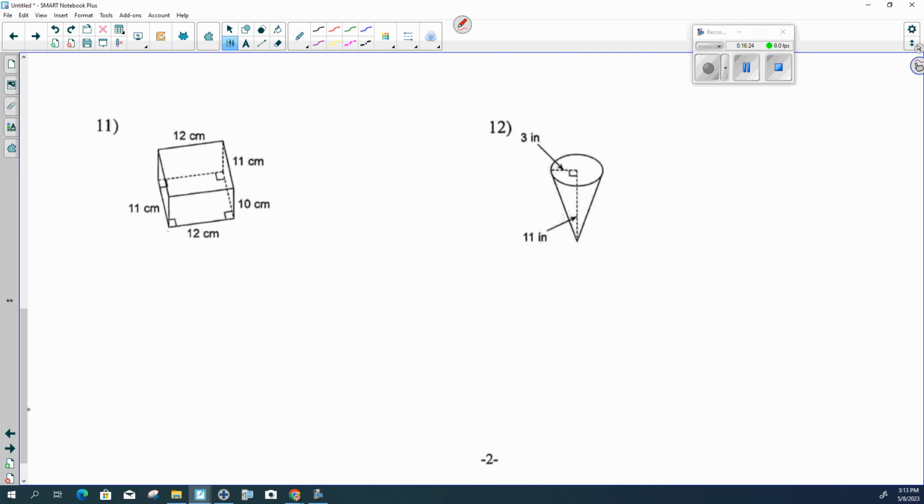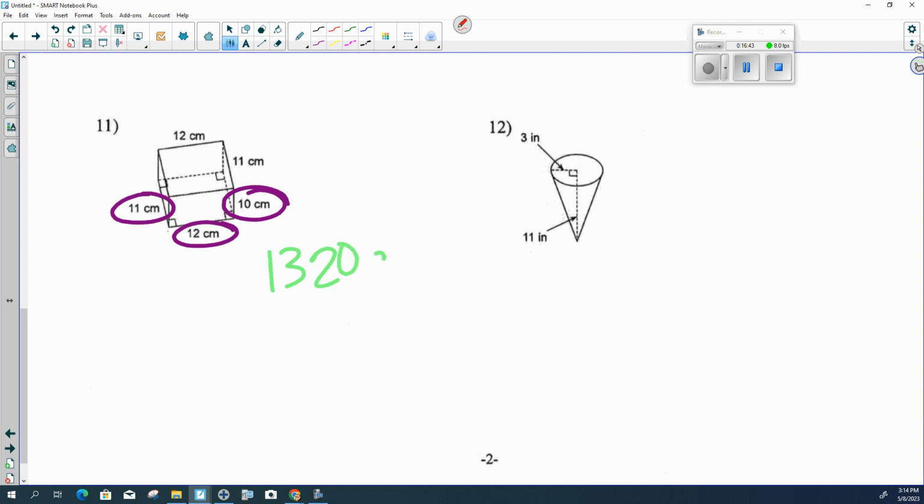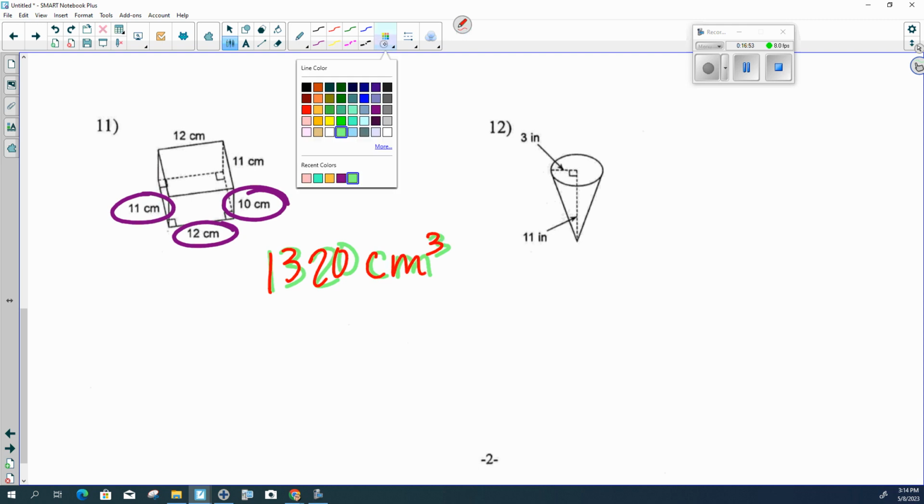All right, another rectangular prism. So length, width, height. 10 times 11 times 12. Let's find another fun color. This looks fun. Okay, 1,320. Oh, you can't even see it. Can y'all see it? So light. 1,320 centimeters cubed, cubic centimeters. I better change colors. That was way too light. I ran out of fun colors.